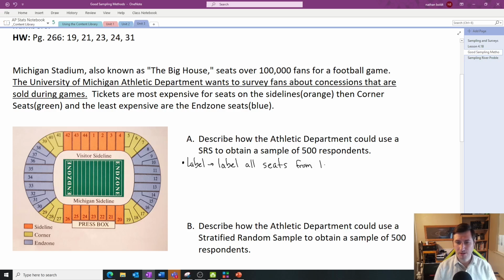from 1 to 100,000. All right, that puts everybody in some sort of order. It allows you to enumerate them and find them. So then we have to randomize. So using our calculator, we will generate 500 random numbers.